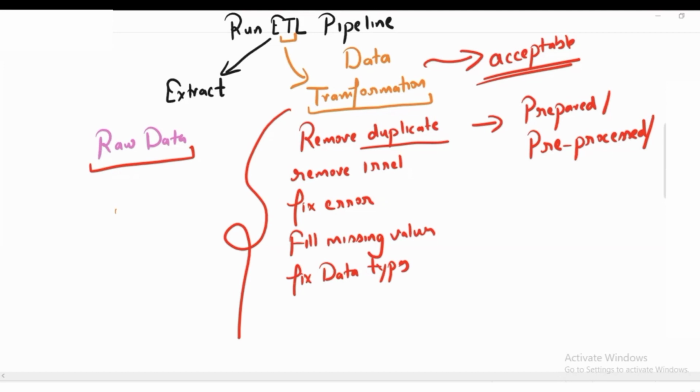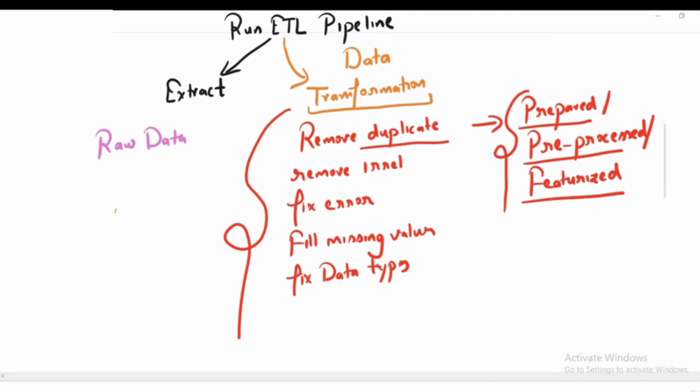Again, there is one more term which is known as featureized data. By the way, the same thing in machine learning or data analytics could have multiple terms. So just don't get confused. You have heard about data preparation, data cleaning, wrangling, data pre-processing. Literally all have the same meaning. You will end up getting a prepared data or pre-processed data, or oftentimes it is known as featureized data.